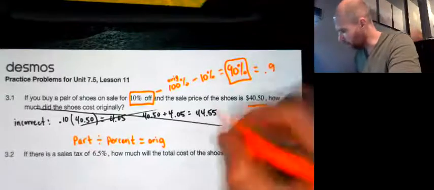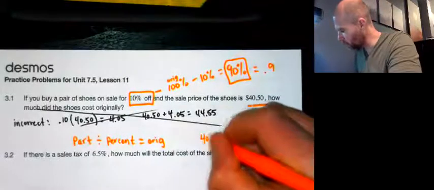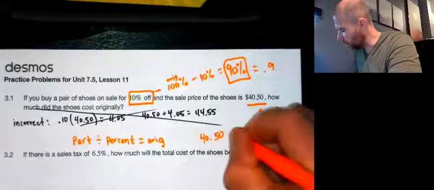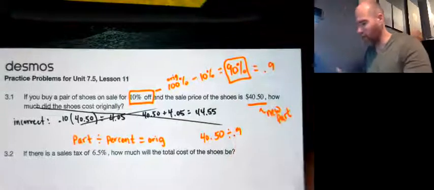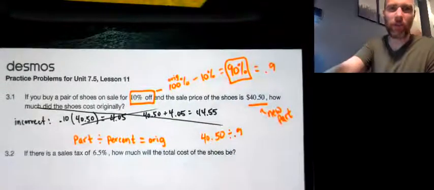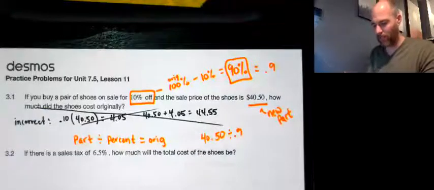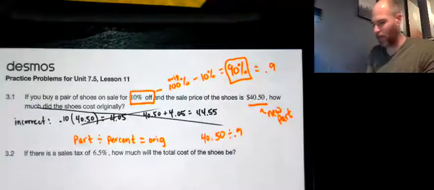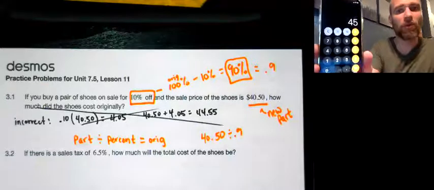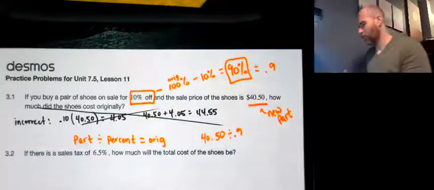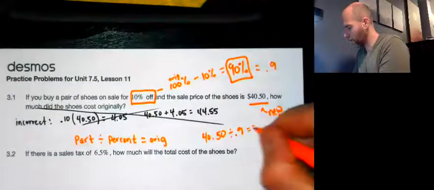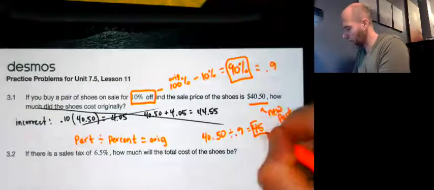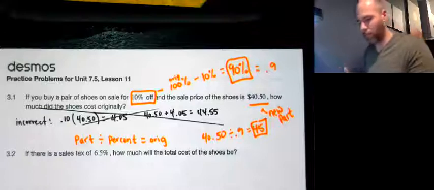So let's do that. Let's see here. I'm going to take $40.50, divide it by 0.9. I feel like this is going to come out to $45 because the 10% was $4.50. Let's see that. I could be wrong. 40.5. Okay, I don't need that last zero, right? Divided by 0.9 equals, yep, so it's $45. That's going to be our answer there.